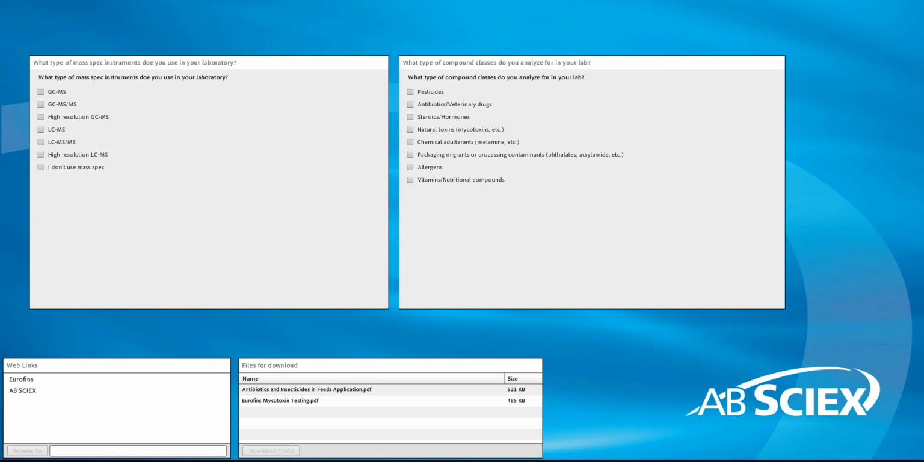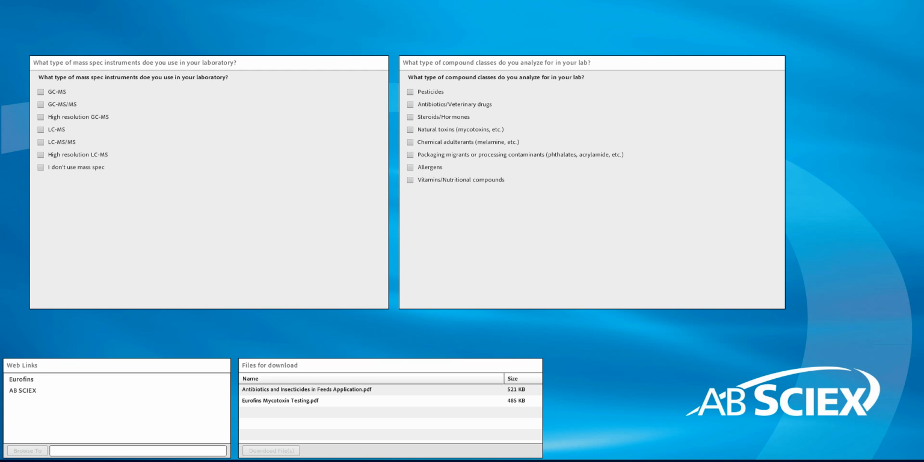The first question is, what type of mass spec instruments do you use in your laboratory? GC-MS, GC-MS/MS, high resolution GC-MS, LC-MS, LC-MS/MS, high resolution LC-MS, or you don't use mass spec? And the second question, what type of compound classes do you analyze for in your lab? Pesticides, antibiotics, veterinary drugs, steroids or hormones, natural toxins such as mycotoxins, chemical adulterants such as melamine, packaging migrants or processing contaminants such as phthalates and acrylamide, allergens, or vitamin and nutritional analysis.